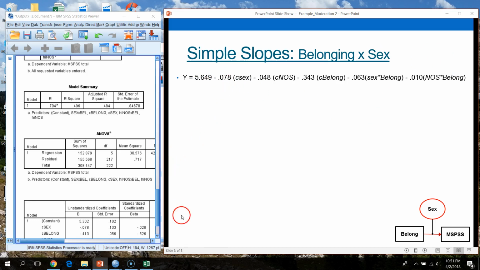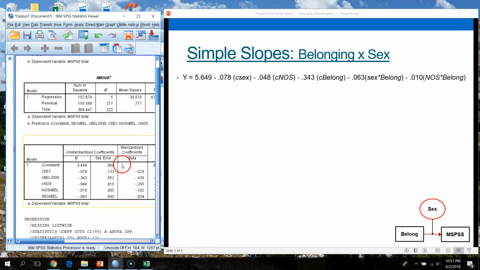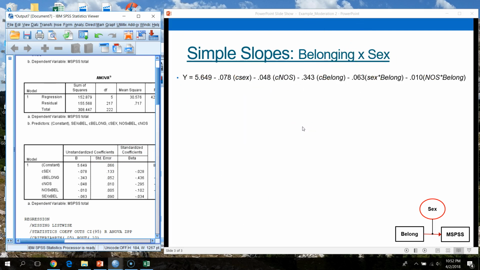So if we start out again with our base model that we ran, this is the same model that we ran previously up here, looking at the interaction of belongingness and NOS. Let's say we wanted to factor out and take a look at the simple slopes of belongingness on participant gender.